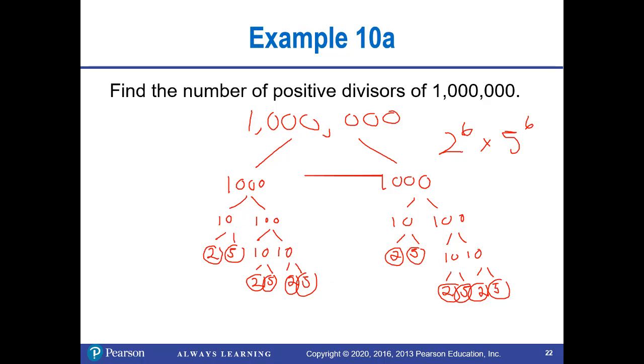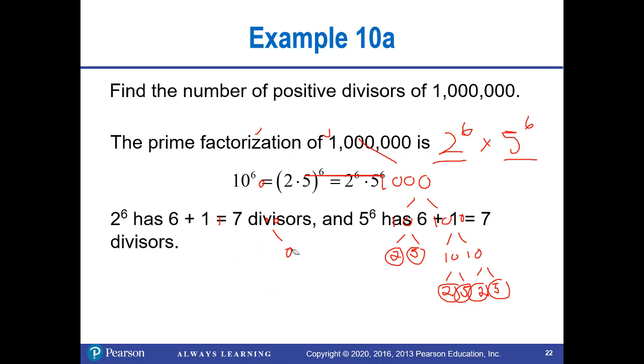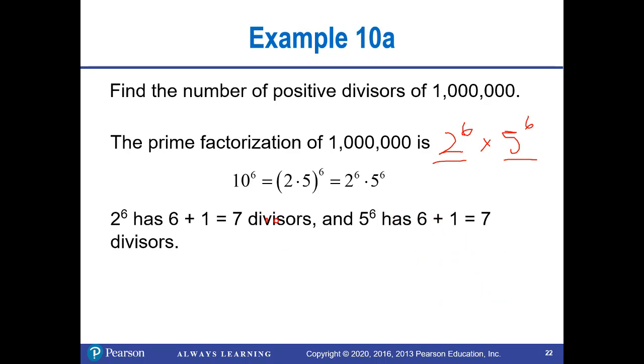So all I need to find now are the number of factors that 2 to the 6th has and the number of factors that 5 to the 6th has. That answer is always going to be the exponent plus 1. Let me say that again. That answer is always going to be the exponent plus 1. So for 2 to the 6th, the exponent is 6. So it has 6 plus 1 divisors. Why does it have 6 plus 1 divisors? That would be a good question to ask, and hopefully you're asking yourself that if you're not sure already.